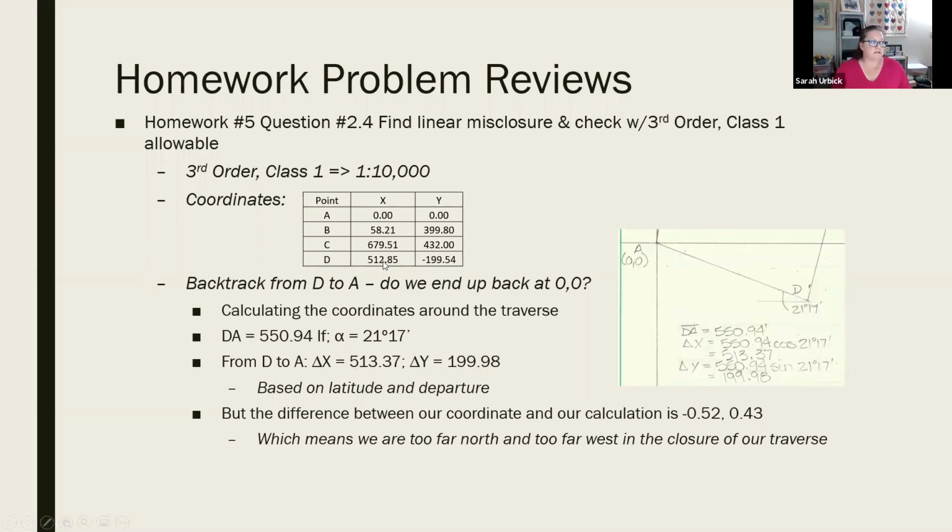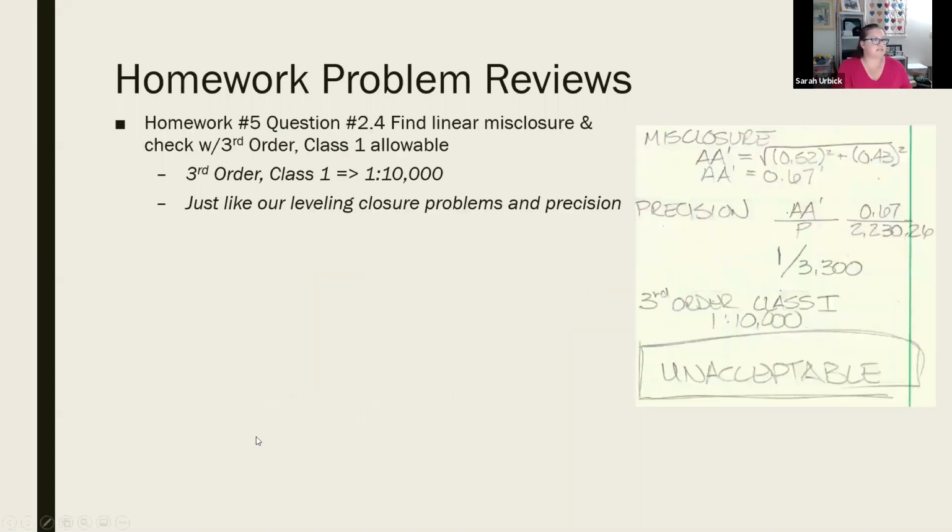But if we look at what our coordinates at D are, if we were to take the opposite of those, that's supposed to take us back to 0, 0, we're off a little bit. Half a foot here, almost half a foot the other way, okay? So the signs do matter. What this is telling us is that we are too far north and too far west in terms of our error of closure. Well, what is that distance? If we calculate that distance, we find out that we are 67/100ths of a foot.